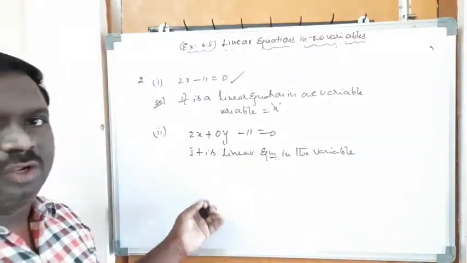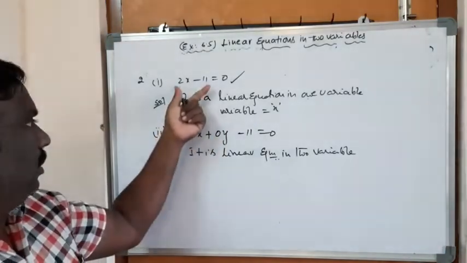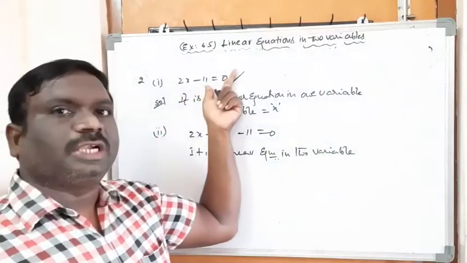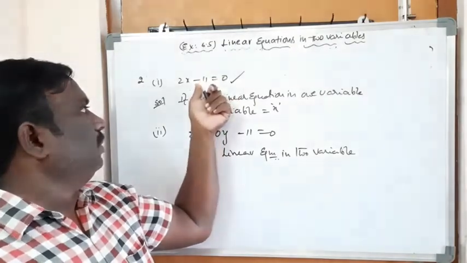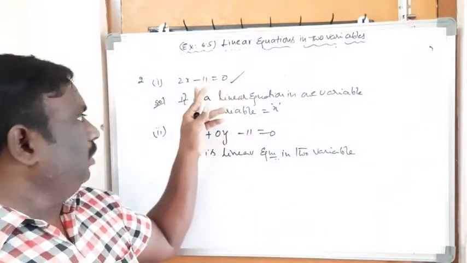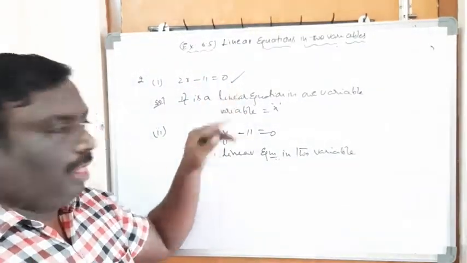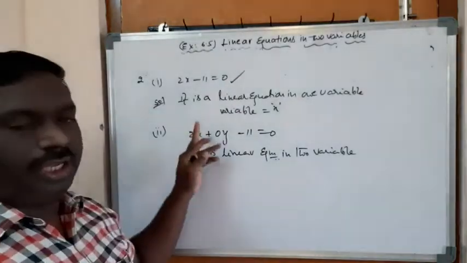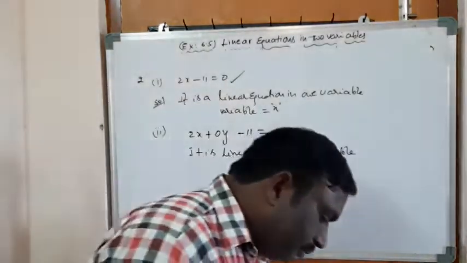Draw the table, x and y, and here also x and y. No need to take x and y here. X values you can take, you will get the y value. X value 0, then no value will be obtained. X equal to 11 by 2 here you will get. Okay, draw the graph with these two values.